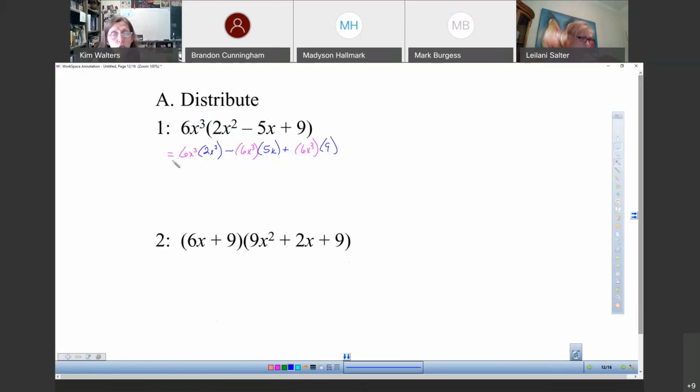And if you can do this in your head and skip down to the next line, like I said, that's amazing. That's fabulous. But if not, it's okay. So I'm going to multiply my pieces. And so 2 times 6 is 12. And x to the third and x squared is x to the fifth. Minus 6 times 5 is 30. And I have x to the fourth. And plus 6 times 9 is 54 times x to the third. And that is my final answer. Questions?